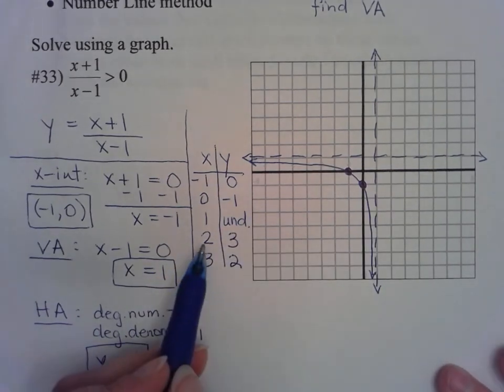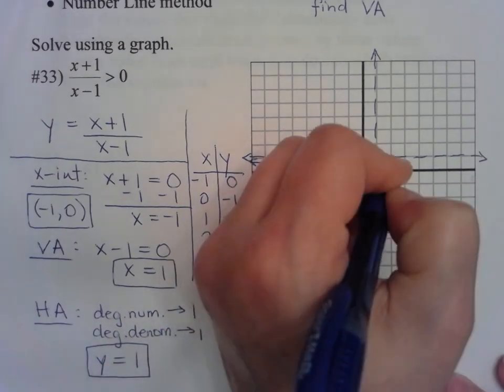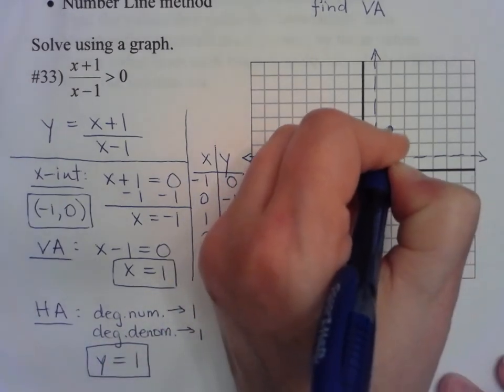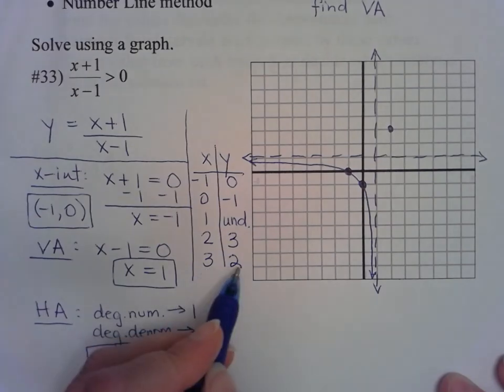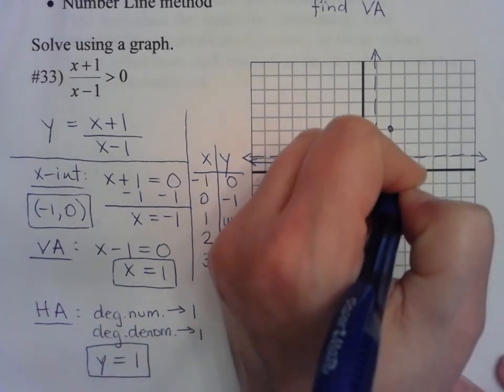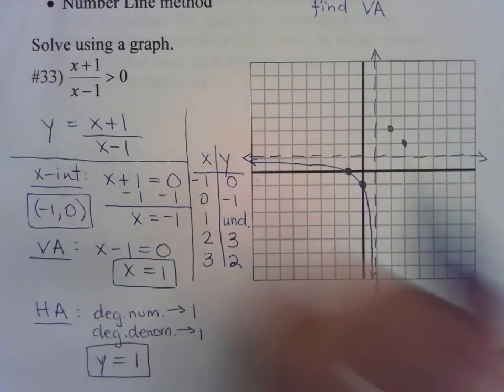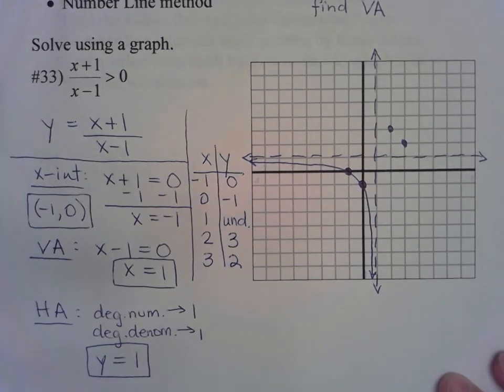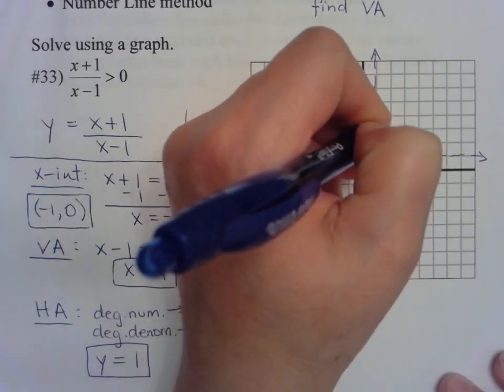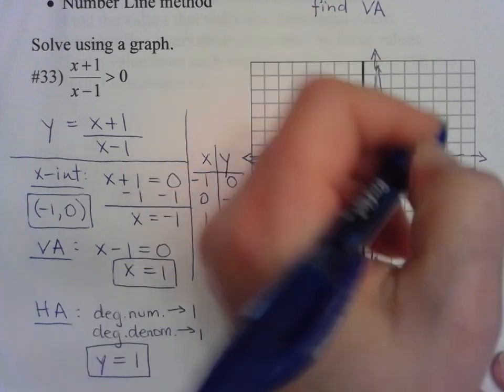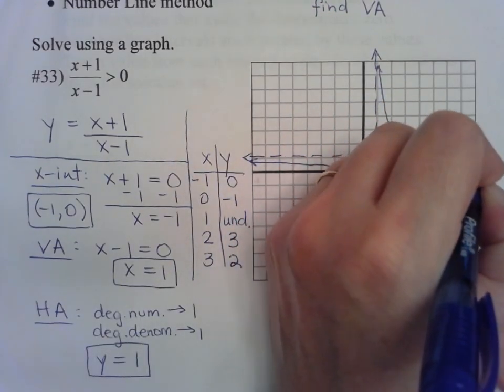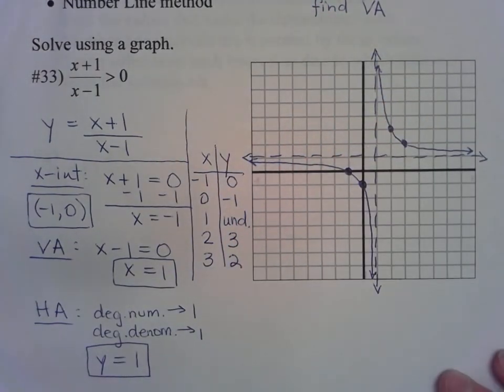On the right-hand side, I have the point 2, 3, and I have the point 3, 2. Same thing, I could plot more points if I want, but that's what these dotted lines are for. So I'm going to approach the vertical asymptote in the middle and the horizontal asymptote at the end. Okay, so that was a lot of work gone into making the graph.